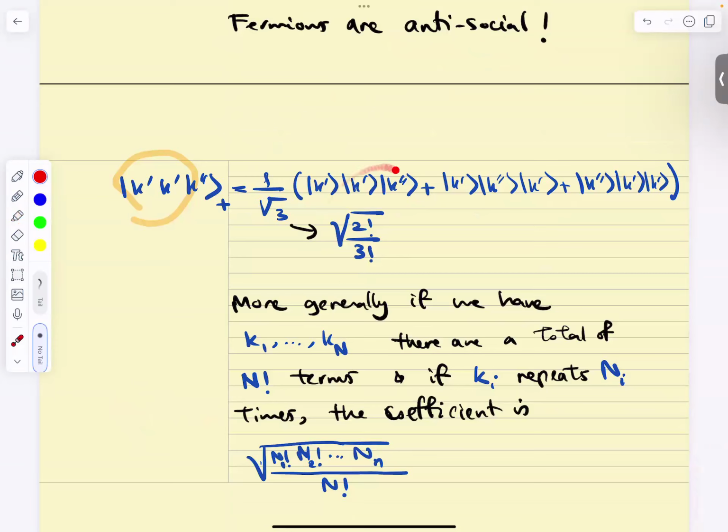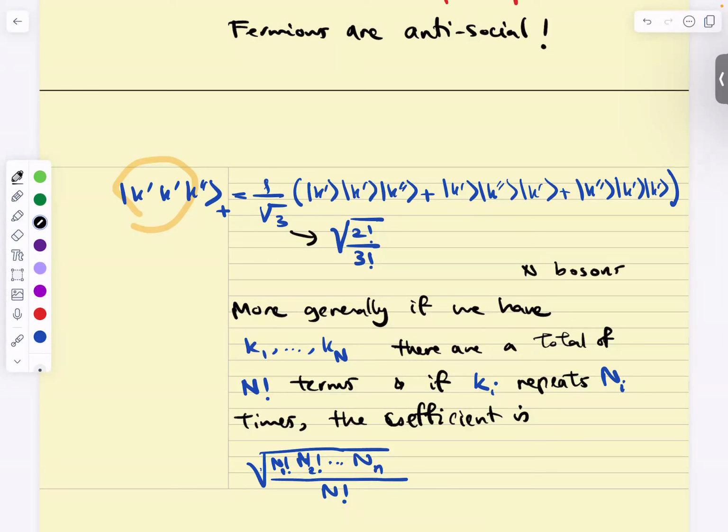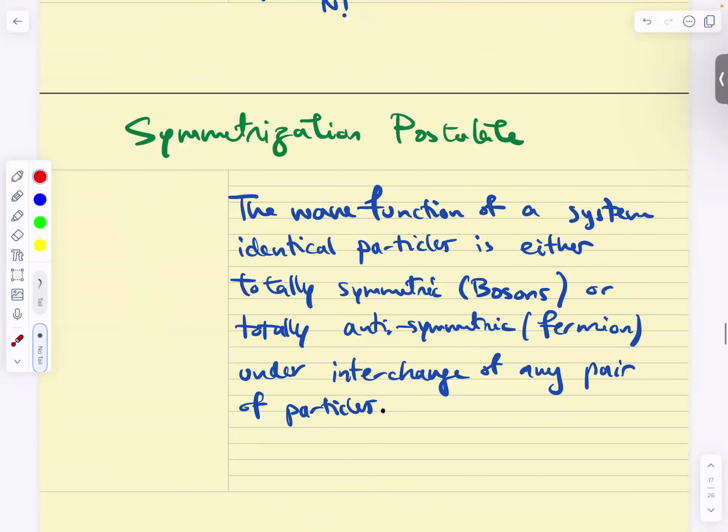This idea generalizes. If you have n bosons, so you have states k1 to kn, and there are a total number of n factorial permutations. If ki repeats ni number of times, the coefficient that sits out there is here. That's binomials. You could figure that out. I'm going to use this in the next lecture, hopefully, because now I'm doing another lecture on this to derive the statistics.